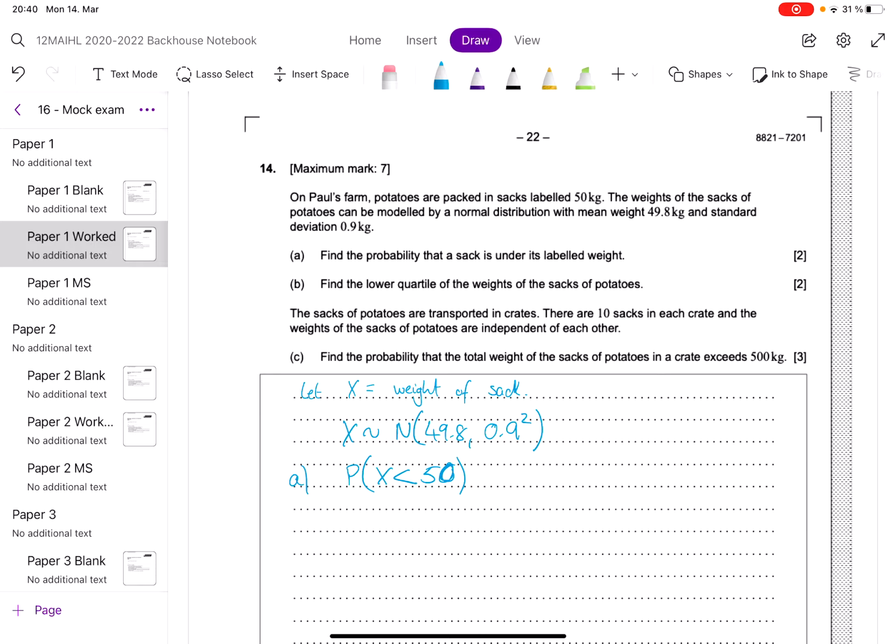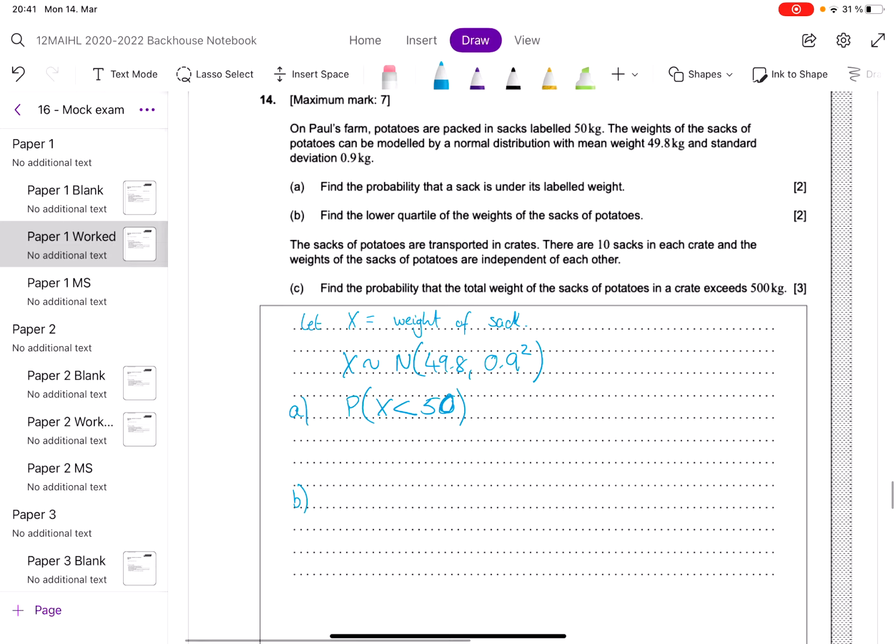Part B caught out a lot of people. The lower quartile, that's the lowest 25%. So for part B, you're going to find some value of x, you can call it Q1 if you like, where if they're below that, they're in the lower quartile, so they're in the bottom 25%.